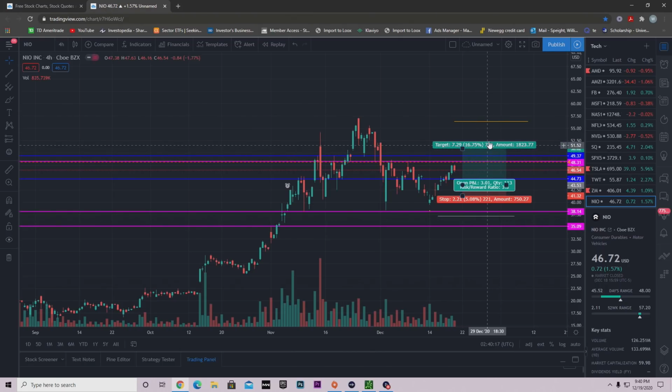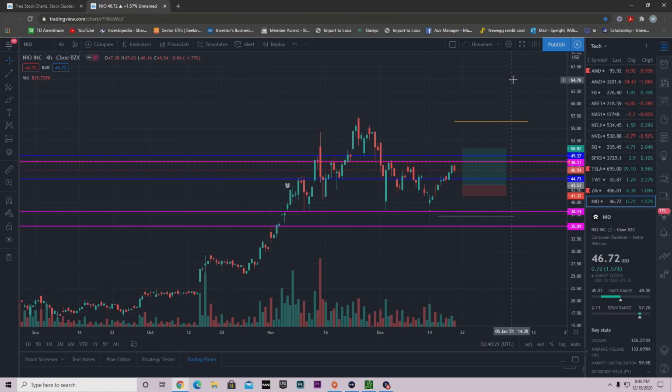Something important to make out though: once we get above this first one, you'll normally see a huge dash to the second one. So it may take a shorter or longer time to stay between this one, but once we get above this first one, that's when you'll see a much quicker dash to the second one. Right? So keep that in mind.